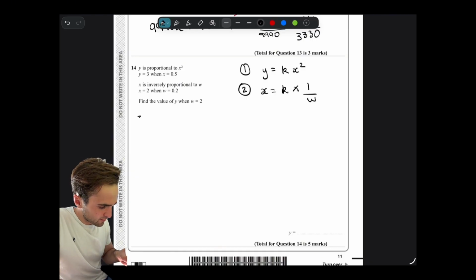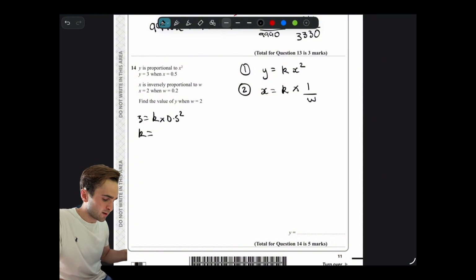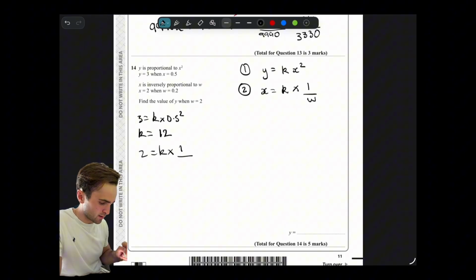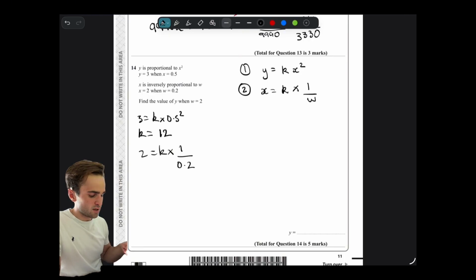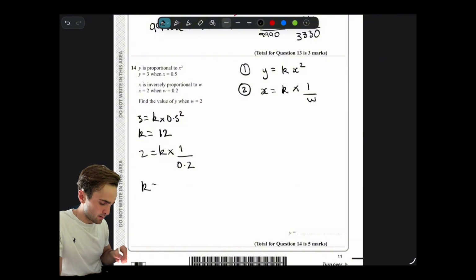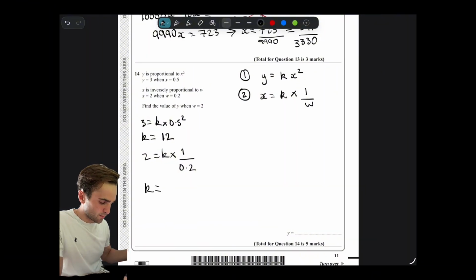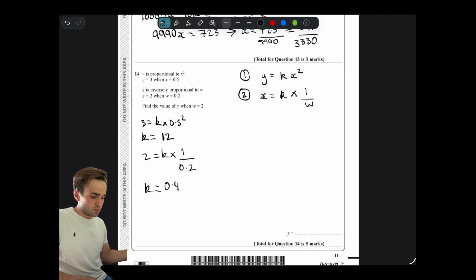So in 1, if we sub in 3, 3 equals k times 0.5 squared. So k equals 3 over 0.25, which is 3 times 4, which is 12. And then subbing in x, so 2 equals k times 1 over w, which is 0.2. So 1 over 0.2 is 5, so k equals 2 over 5, which is 0.4. So we have k for both.